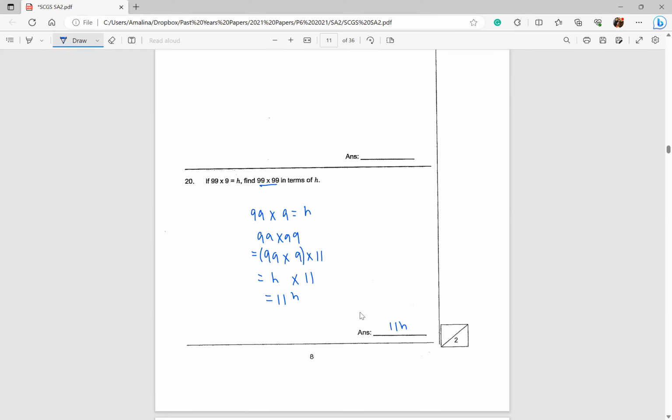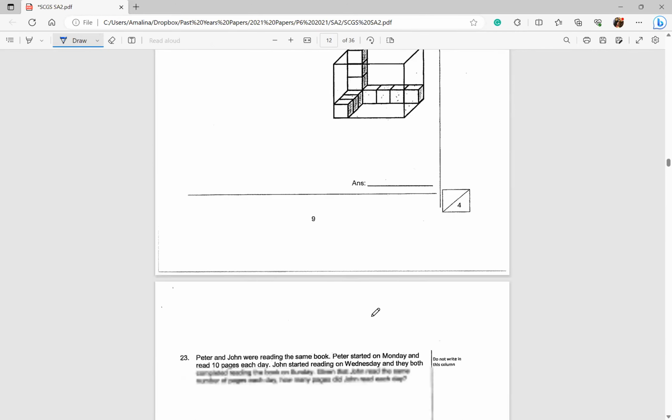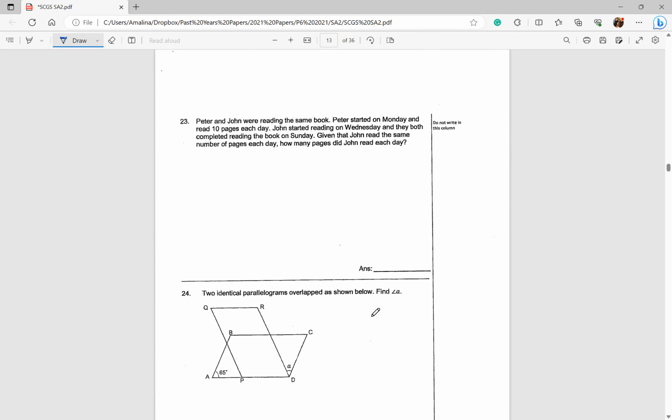Okay, now question number 23. Okay, question 23 is another one. So Peter and John were reading the same book. Peter started on Monday and read 10 pages each day. John started reading on Wednesday and they both completed reading the book on Sunday. So given that John read the same number of pages each day, how many pages did John read each day?